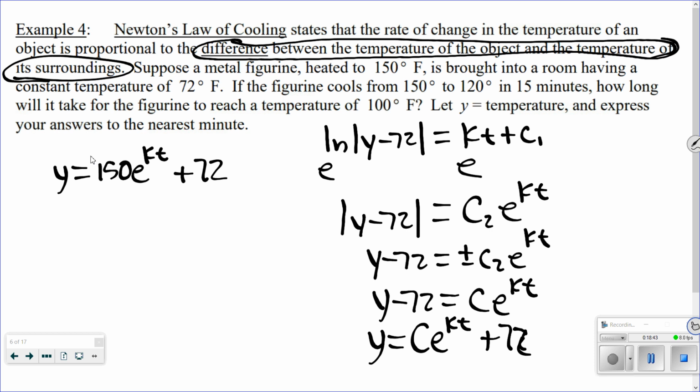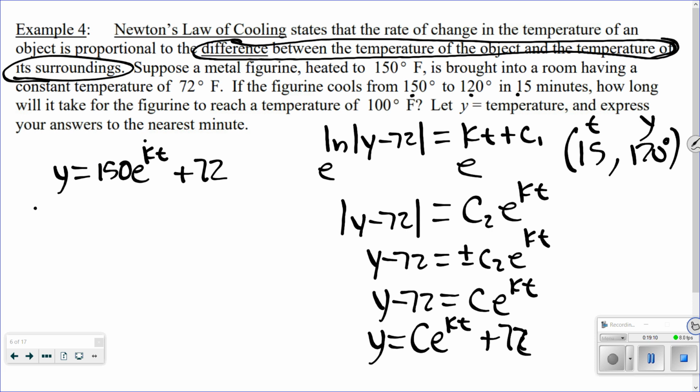Okay, so I've got to figure out what K is. And the way you're going to figure out what K is, they're always going to give you an example. They're going to give you some information. So it says it cools from 150 to 120 in 15 minutes. So when T equals 15, when the time is 15, the new temperature is now at 120 degrees. So that's my T, and that's my Y. So if I plug that in for T and Y in my formula, I should be able to figure out what K is. So let's do that.